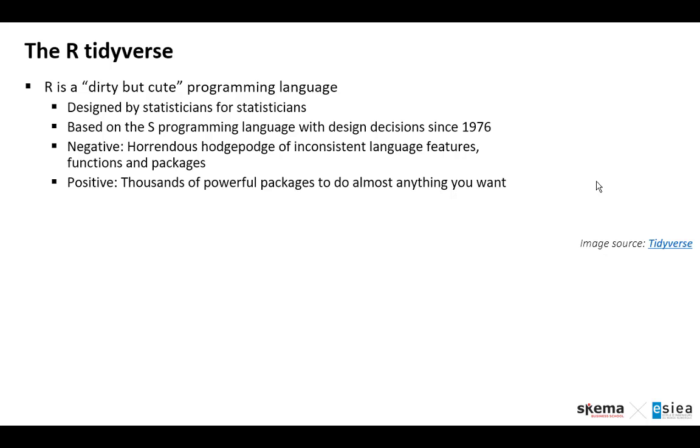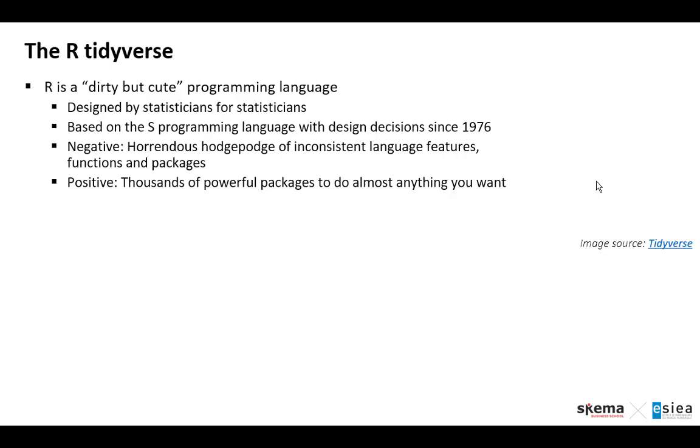It didn't just start in 1995. It's based on an earlier programming language, S, that was designed by statisticians since 1976. And it just has a lot of gunk, a lot of bad designs, and R just repeats them, a lot of inconsistencies. The negative side of it is that it's just very inconsistent. You do things one way, another package does things another way.